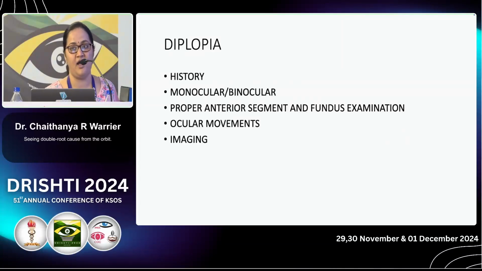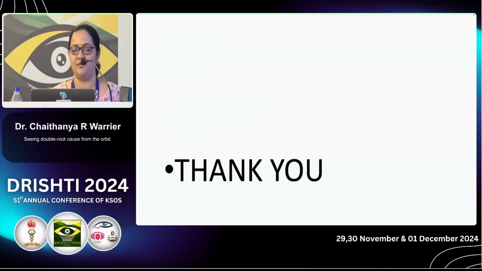So for diplopia from the orbit, we need to get a proper full history. Need to see whether it is monocular or binocular. Proper anterior segment and fundus examination is a must, along with ocular movements and imaging, and follow-up is another very important key. Thank you.